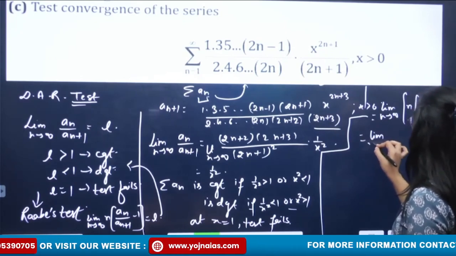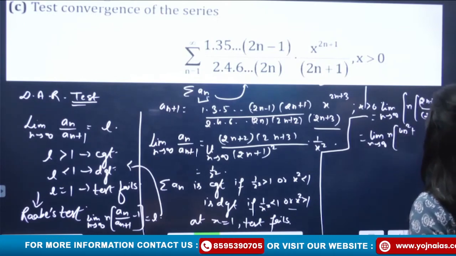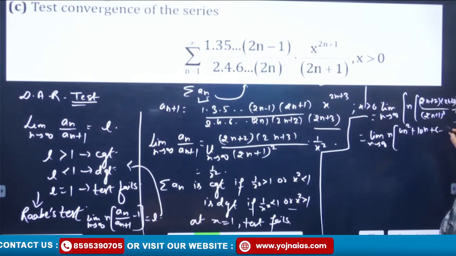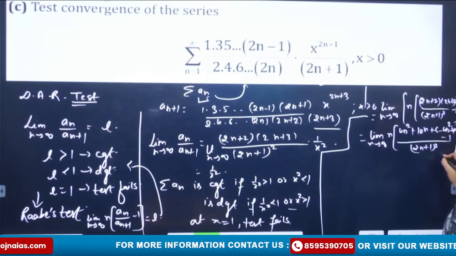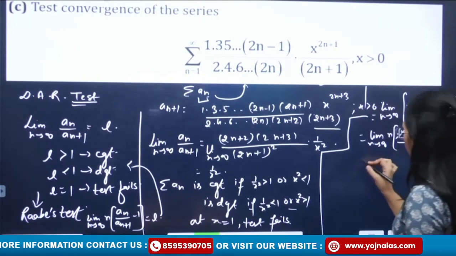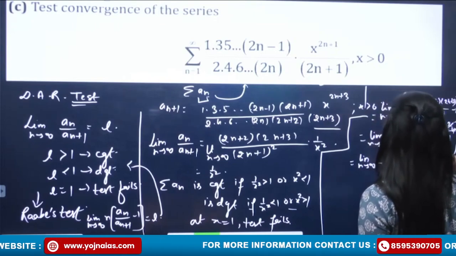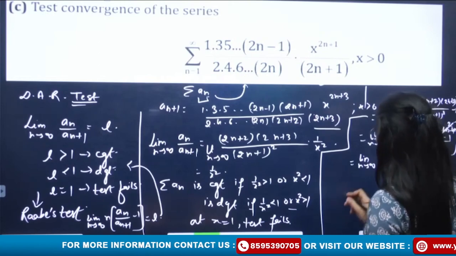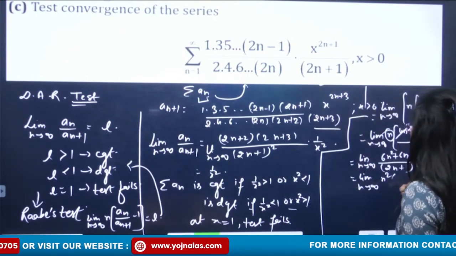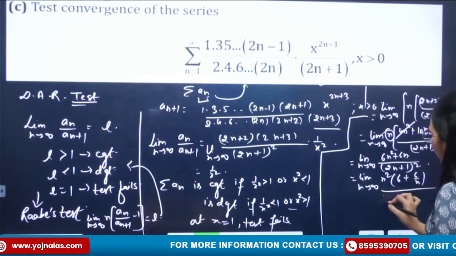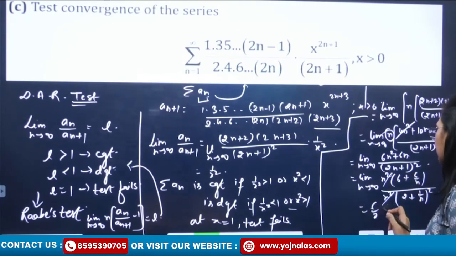So limit as n approaches infinity, and here this is going to be 4n square plus 4n into 6n, that is 10n plus 6, minus 4n square minus 4n minus 1, divided by the square, and hence it is 6n plus 6. Outside you have limit n approaches infinity of n, so that becomes 6n square plus 6n, divided by 2n plus 1 whole square. Taking the maximum power of n common, that is n square, limit n approaches infinity, this is 6 plus 6 by n, and in the denominator n square common, 2 plus 1 by n whole square. Putting 1 by n equal to 0 gives 6 by 2, that is 3, and this is greater than 1.